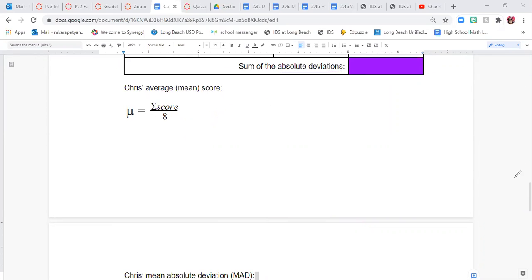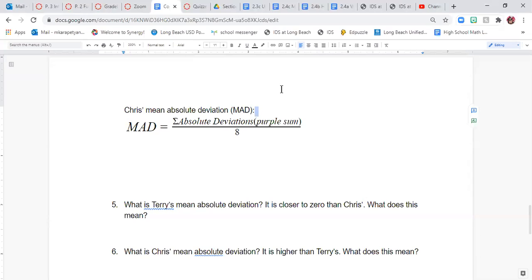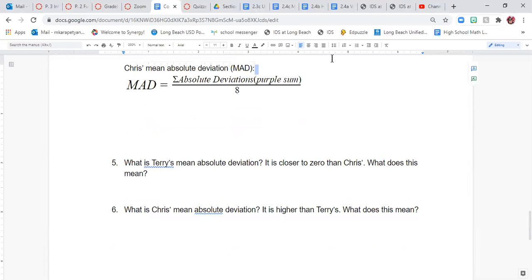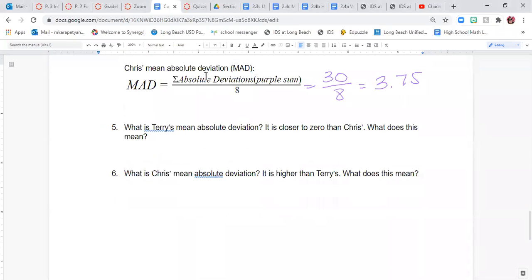Using that same concept, we're bringing it over here to the mean absolute deviation. With the mean absolute deviation, we have the total of our absolute deviations, which we got as 30, and we're going to divide that by 8. That should have given us a 3.75. Using that information, we can now answer these two questions.